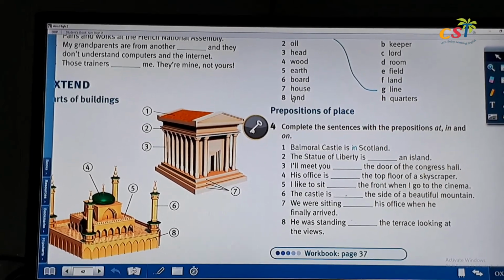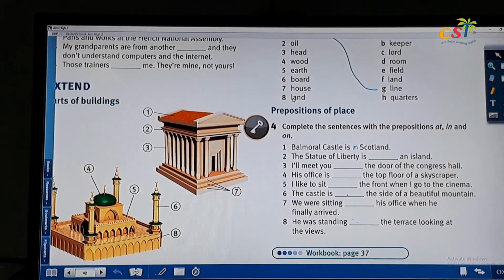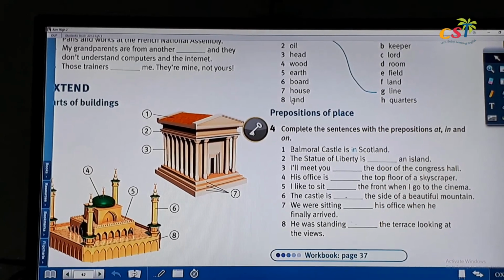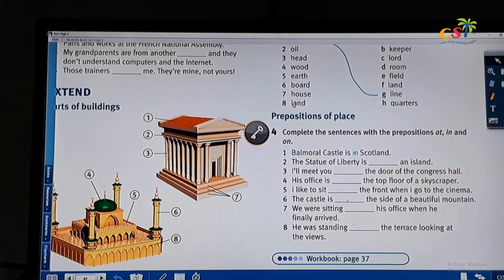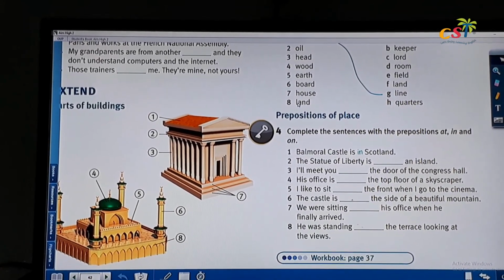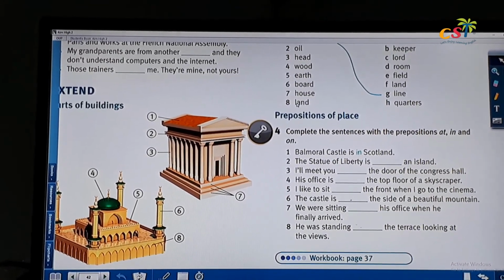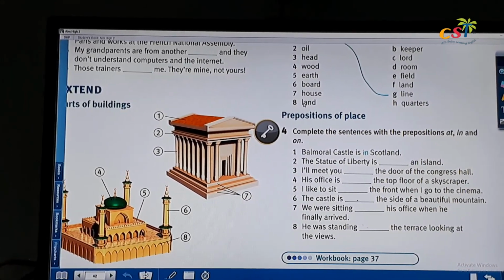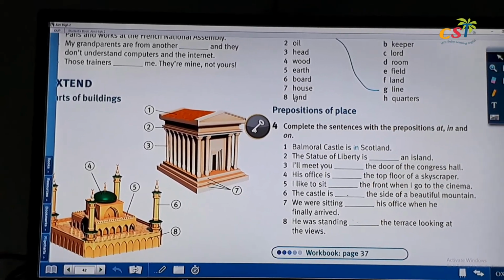I'll meet you. Okay, this is a specific place. So we use at. Good. I'll meet you at the door of the Congress Hall. Number 4. His office is on the top floor of a skyscraper. Good. On the top. Because it's on the top floor, right? Good. I like to see it. This is a specific place, at the front when I go to the cinema.